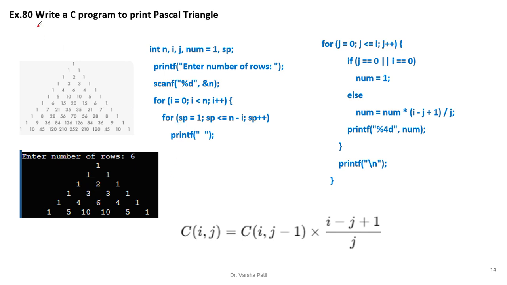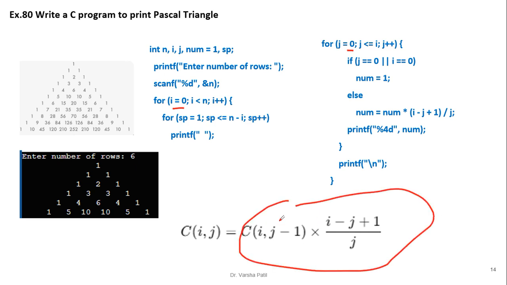Now in 90% of my programs I have started with i equal to 1, but here I have started with 0, because this formula will work only when we start i and j from 0. Otherwise we would need to change the formula, and that is difficult. So it is better to use this formula and start i and j with 0.